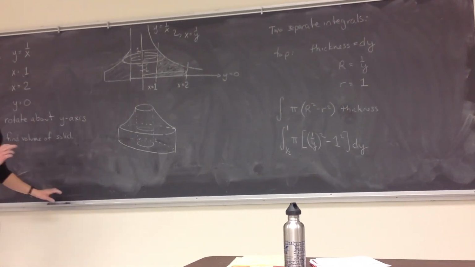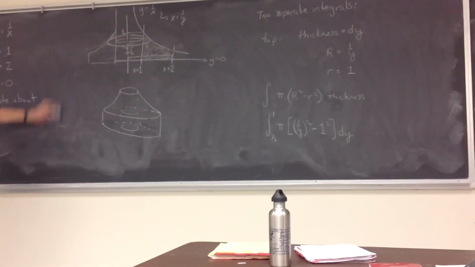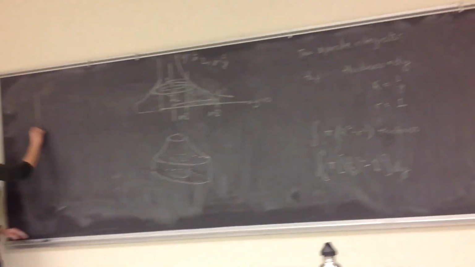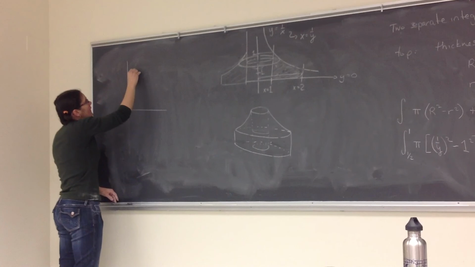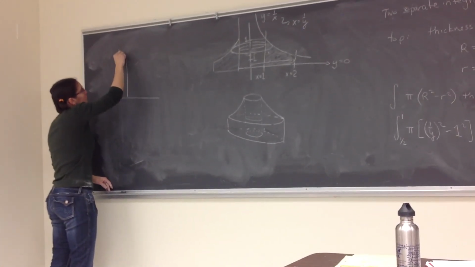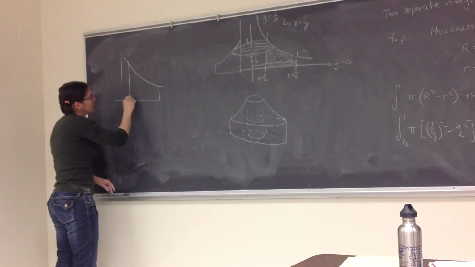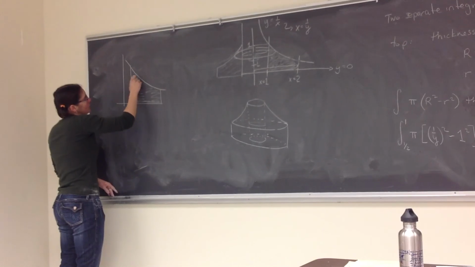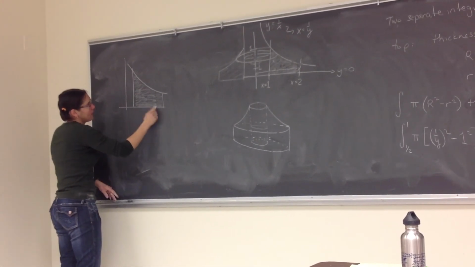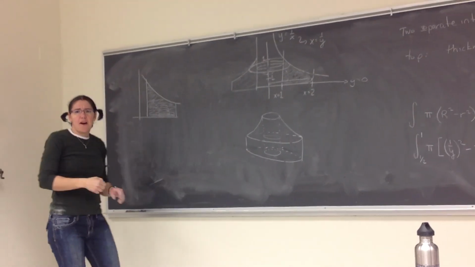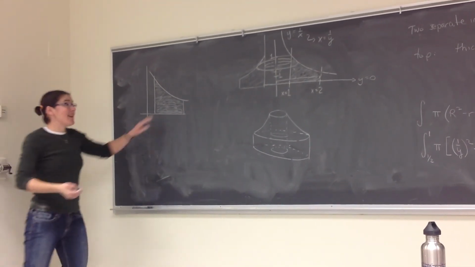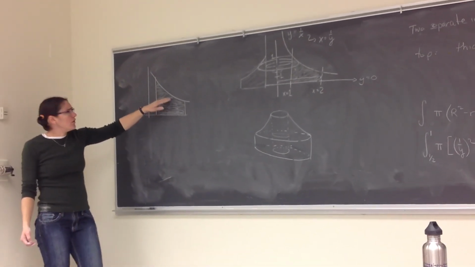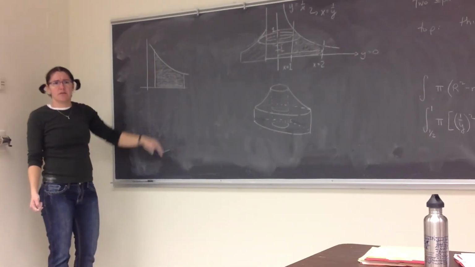Okay, so before you head off on your break, I want to give you a thought to think about here. If I take this picture, the original picture that we had, and I draw the region that we were interested in, here it is, the original region before we rotated around the y-axis. If I asked you to find the area of this region, would you prefer to look at horizontal rectangles or vertical rectangles?